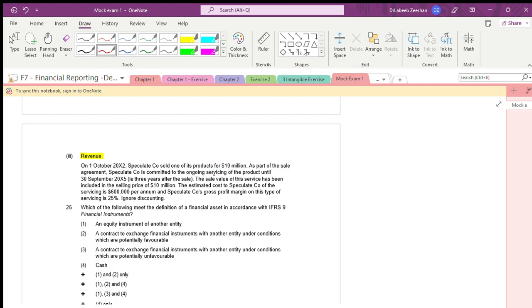On October 1st, Speculate sold one of the products for 10 million as part of a sale agreement. Committed to ongoing service and product until 2005. The sale value of the service is included in the selling price of 10,000. The estimated cost of the servicing is 600,000 and the gross profit margin is 24. Ignore discounting. There are no present values. Okay? There is no present value.